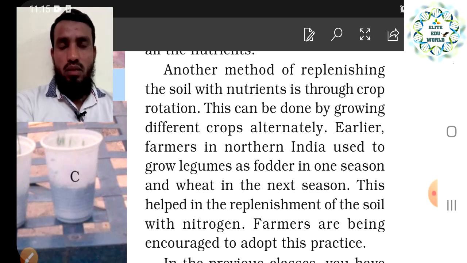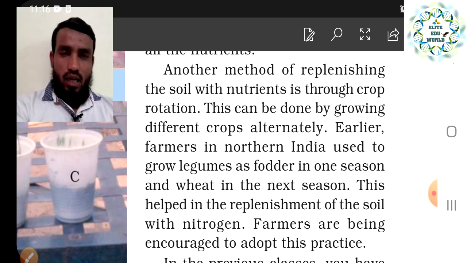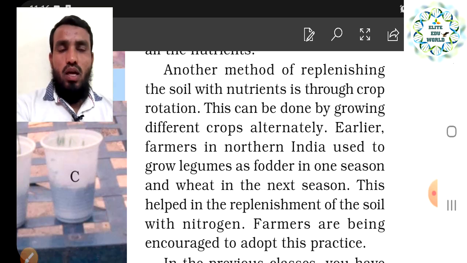Means you have to change the crops. Means first of all you have to grow wheat, then you have to go for some other crops. So this can be done by growing different crops alternately. And earlier the farmers in northern India used to grow legumes as fodder in one season.